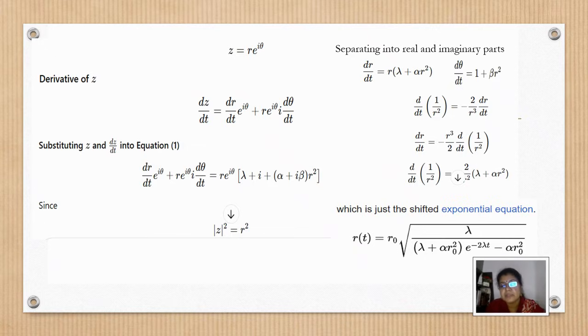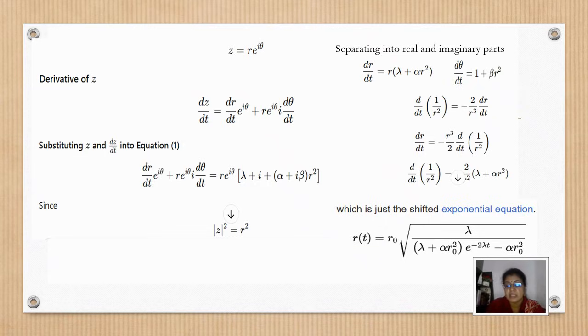So if we do a simple mathematical manipulation here, d by dt of 1 by r square is equal to minus 2 by r cube dr by dt, we would end up with a shifted exponential equation of the form d by dt of 1 by r square is equal to 2 by r square into lambda plus alpha r square. So the standard solution will be r of t is equal to r naught root of lambda by alpha, lambda plus alpha r naught square exponential of minus 2 lambda t minus alpha r naught square.